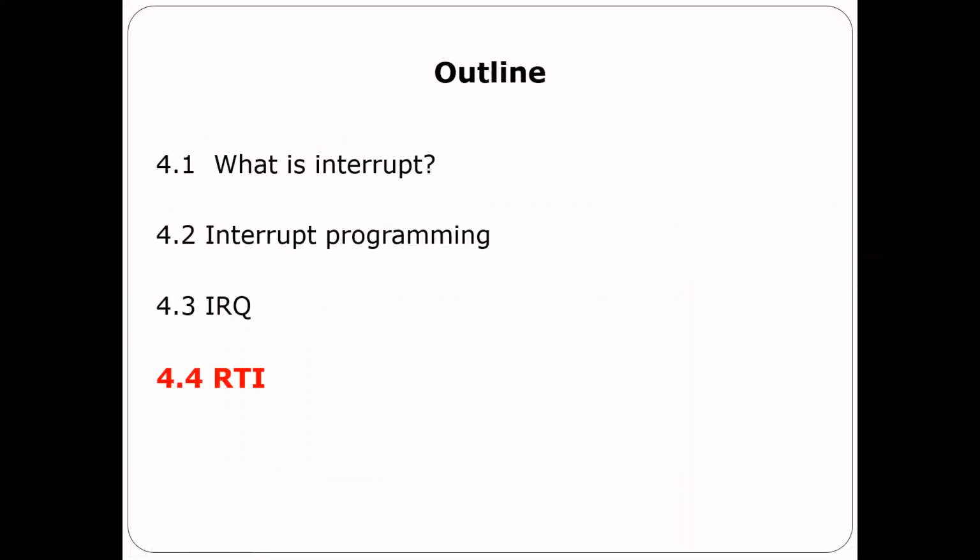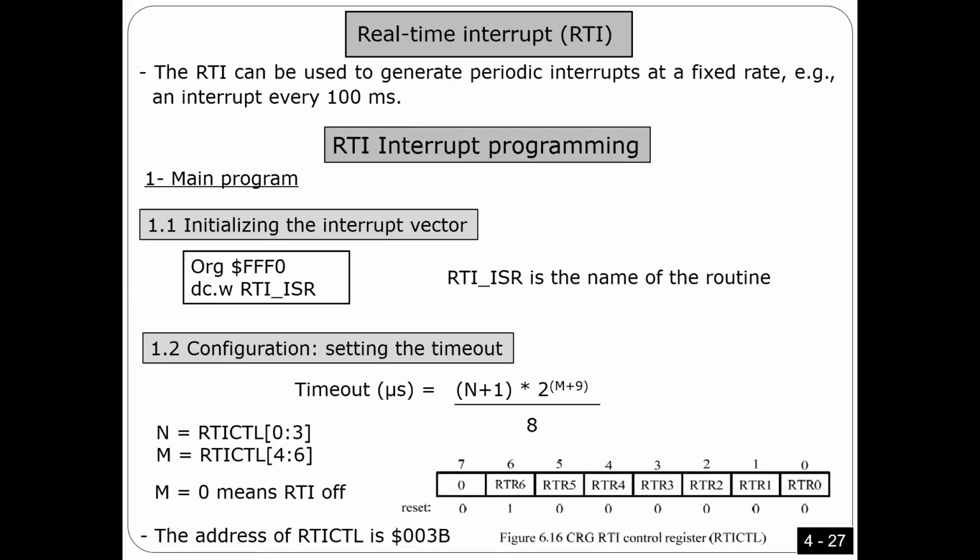So with this timer, all you have to do is set the time out. If you set the time out, for example, 10 milliseconds, then as long as the RTI interrupt is enabled, you are going to trigger interrupts every 10 milliseconds or whatever the time out is. That means you are going to run the subroutine periodically, every certain time, right? This is RTI. So let me explain RTI now.